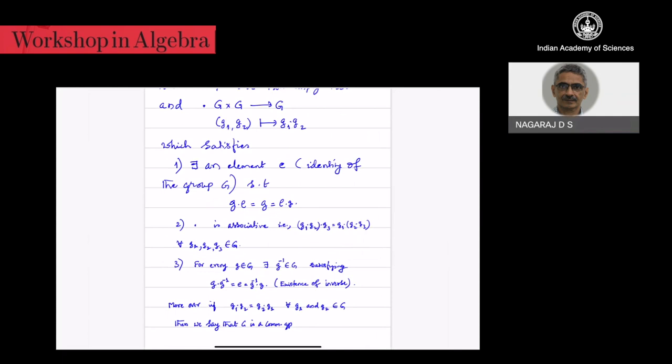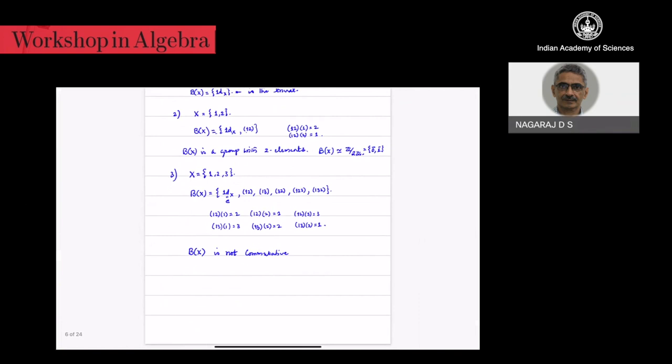Okay, so if the composition is commutative, the law is commutative. That means g1 g2 is the same thing as g2 g1. So for all g1, g2 in G, then what you get is a commutative group. But now you look at here, already if I start with the set of bijections, if I take a set of 3 elements and start looking at all the bijections of this set of 3 elements, we'll see that this group that I am going to get is not commutative. Okay, so let's look at an example.